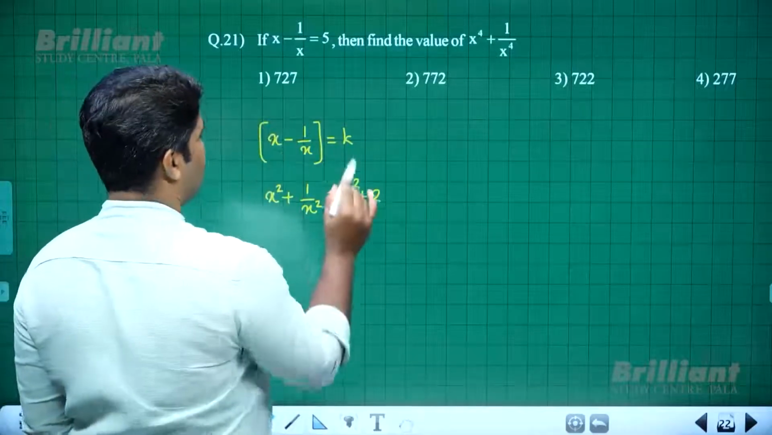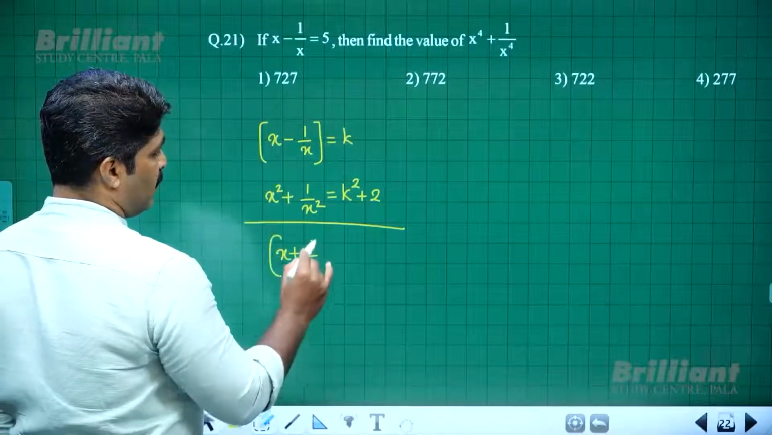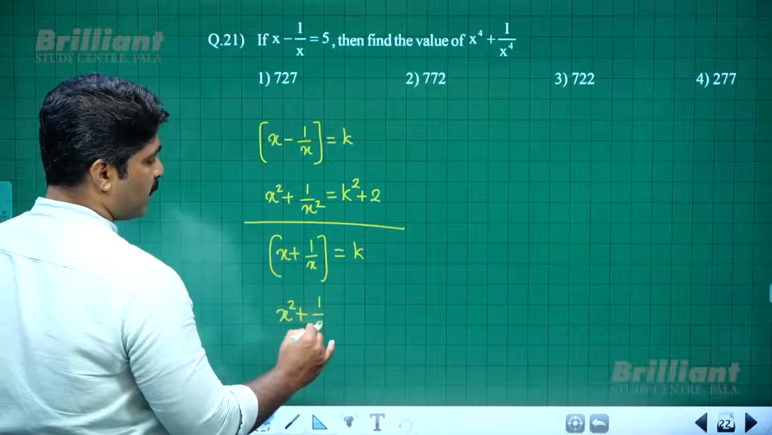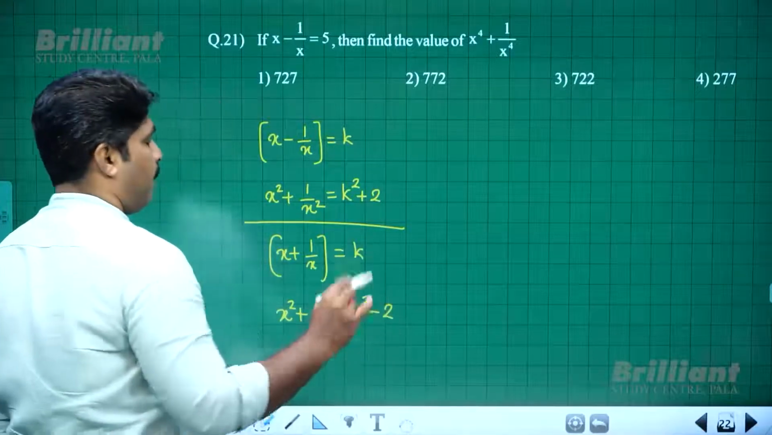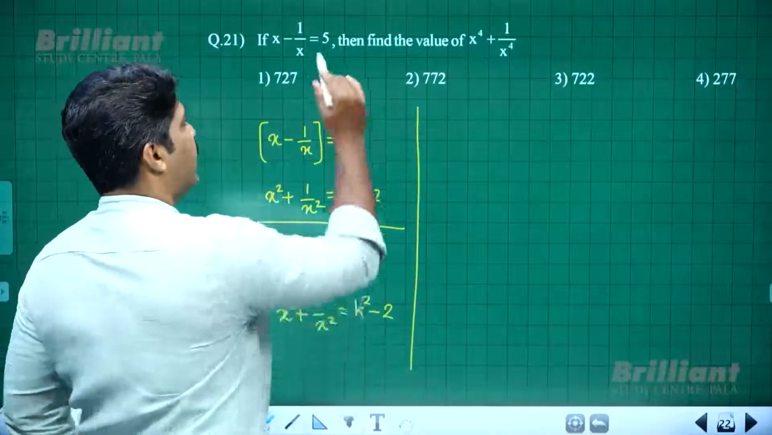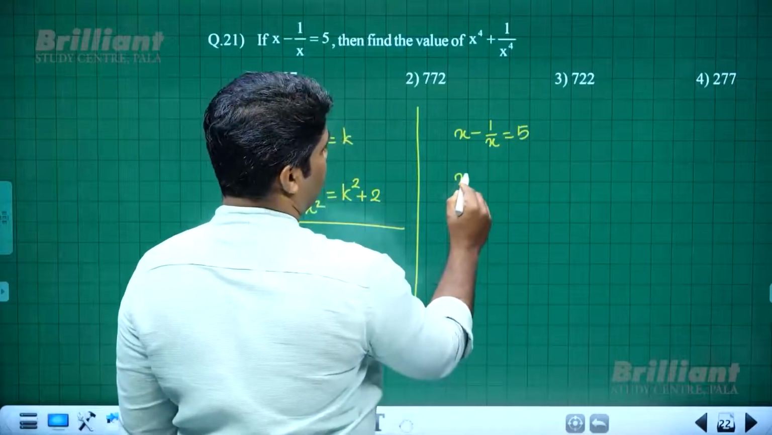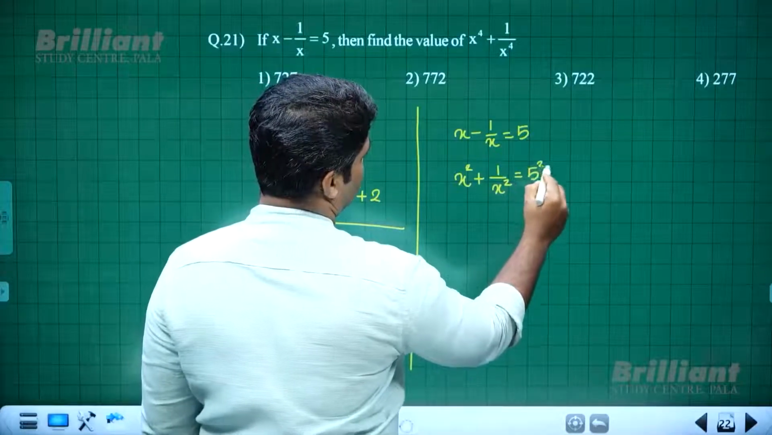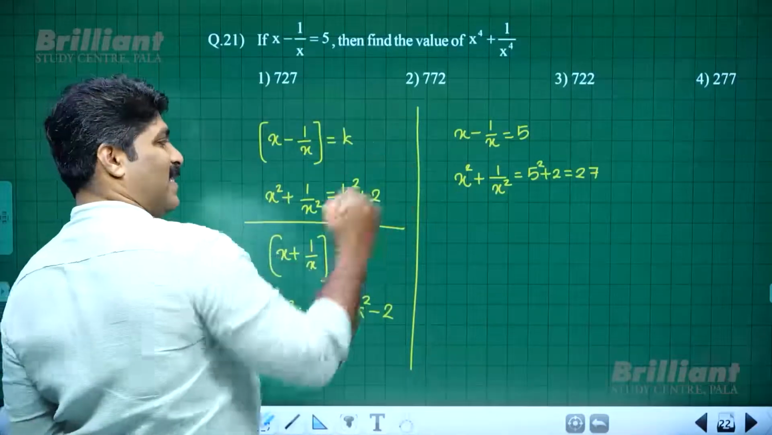Similarly, this is one result. Similarly, if x plus 1 by x equal to k, then again x square plus 1 by x square is equal to k square minus 2. By using this result, first it is given that x minus 1 by x equal to 5. Then you can easily find out x square plus 1 by x square is equal to 5 square plus 2, which is equal to 27.